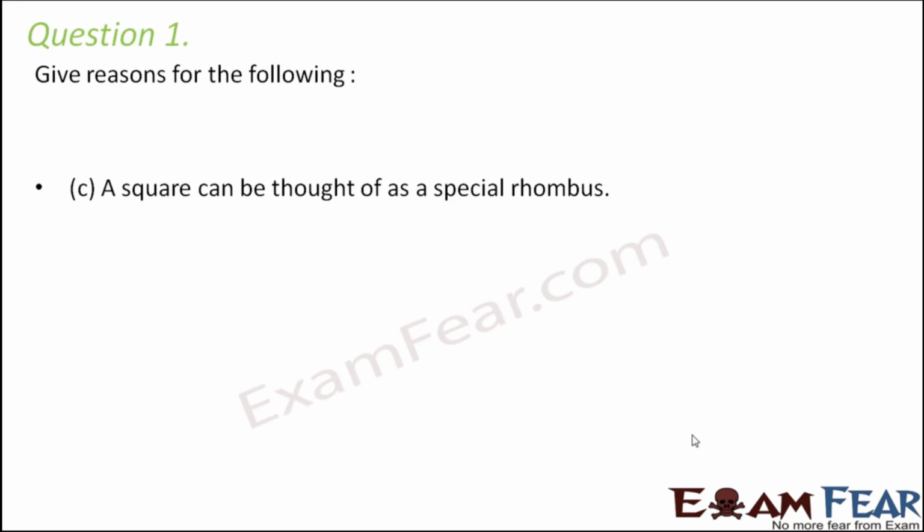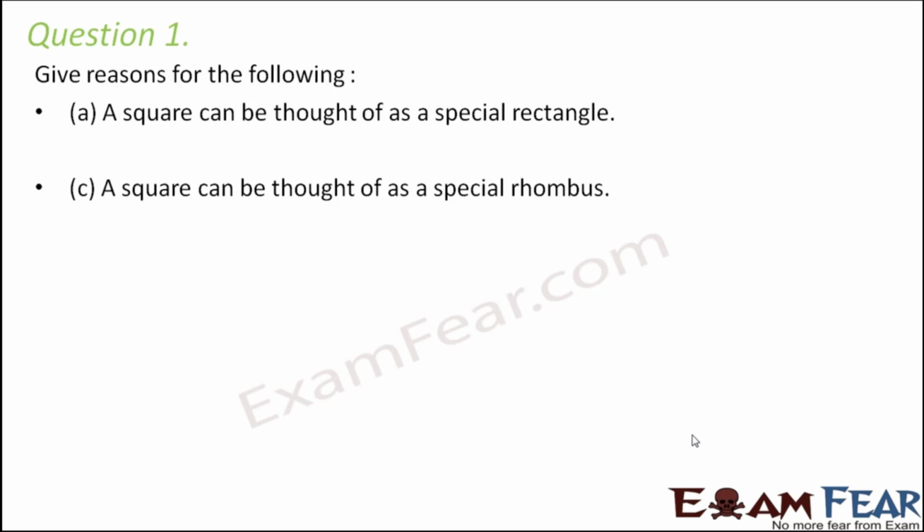So can you think of a square as a special rhombus? Yes, we can, because a square satisfies all the criteria of a rhombus. That is, all sides are equal. So all sides are equal in a square, but in addition to that, a square has some special features, like all angles are equal. So a square satisfies all conditions of a rhombus, therefore a square can be thought of as a special rhombus.